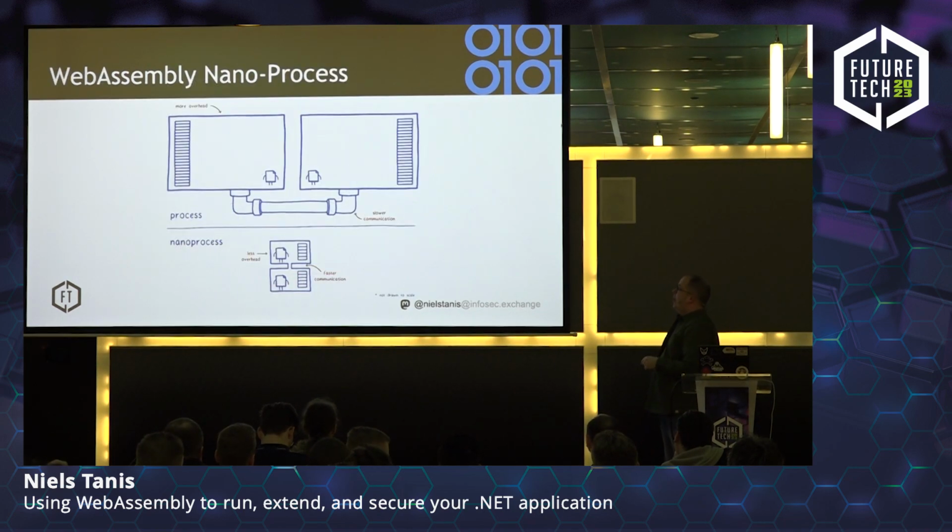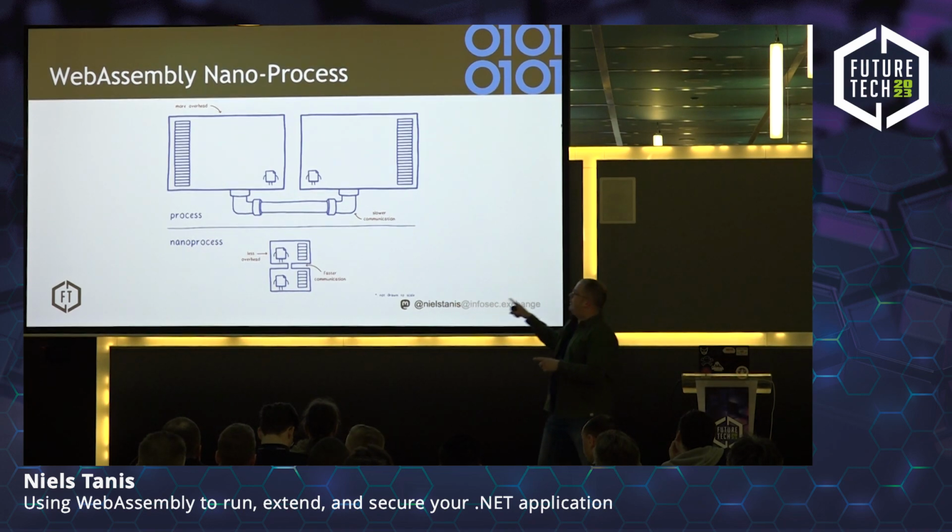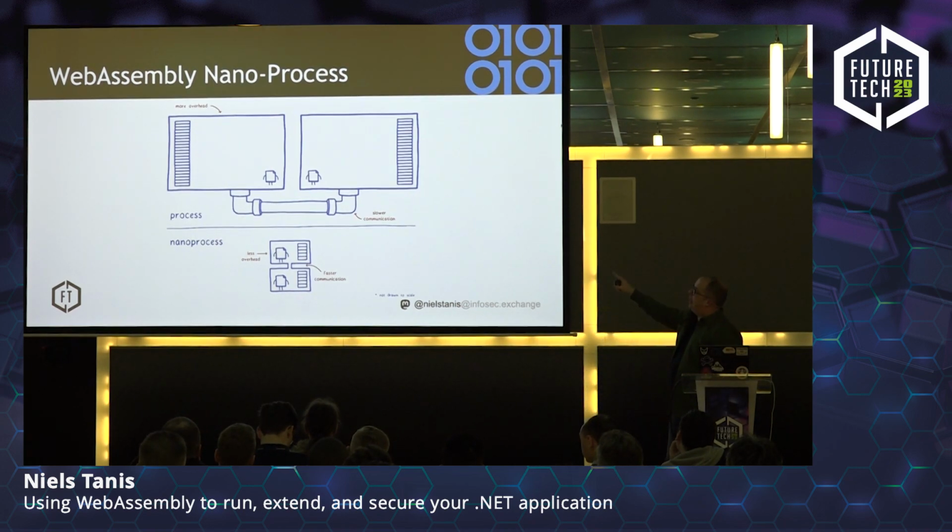Because if we just have two modules, and this is not drawn to scale, that's the thing I like about this drawing, it would be nicer if we have a process type of approach that we could move to something called a nano-process. And that's exactly what Bytecode Alliance is working on right now. It is called WebAssembly Nano-process or Component Model.